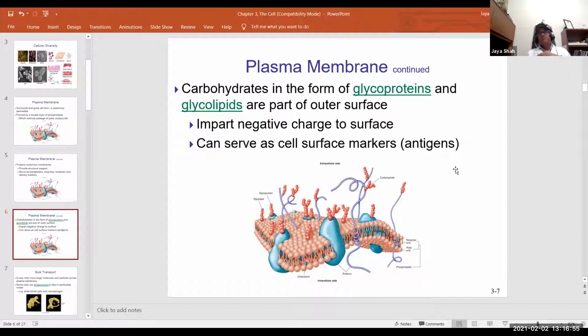So what kind of identity marker does your cell have? This makes the cells specific types. Let me give you one example, like red blood cells. Some of you have A blood group, some have B, some have AB, some have O blood group. Based on what kind of glycoprotein you have on your red blood cell, that marker tells what kind of red blood cell you have, what kind of blood group you have. Are you following me? So they act as markers.